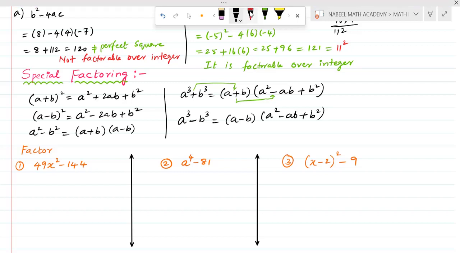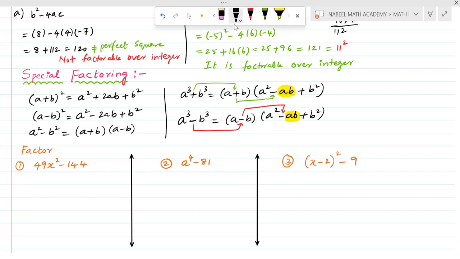So here the same story we will be repeating. Therefore this is the same sign. Here you will have the opposite sign. And one more thing, it is only ab, not 2ab. Many students will write 2ab here, but it is only ab, not 2ab. So this is the formula we are going to use in the special factoring.